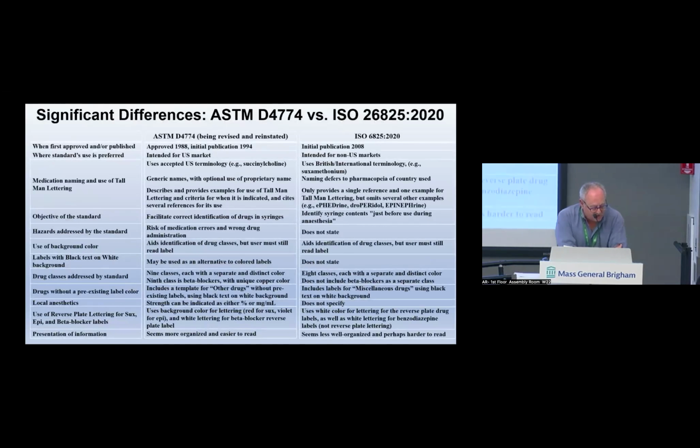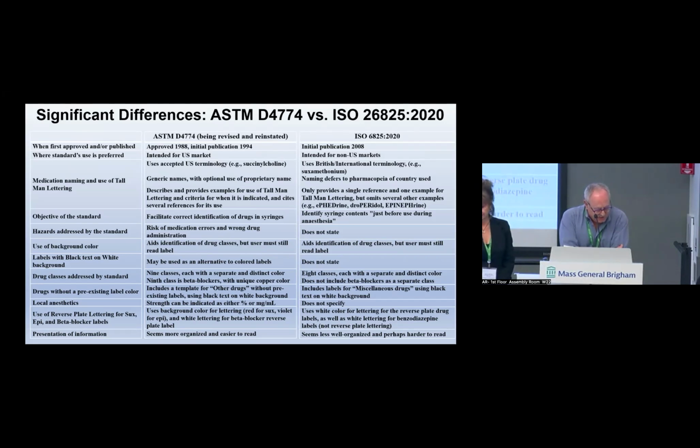Since ISO also publishes an international standard on user-applied syringe labels, why is reinstatement of D4774 necessary? Well, there are a number of differences between the 2 standards, which are shown in these tables, and I believe that 4774 is still relevant and necessary. For example, it is used in the United States market, while ISO is intended more for the international market. One way in which this is reflected is in the differing terminology used for certain drug names. For example, succinylcholine here and succinylmethonium in many other parts of the world.